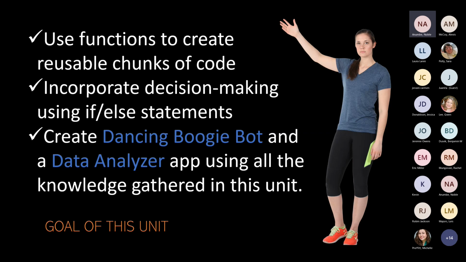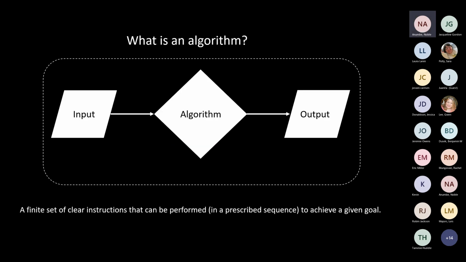Page 48 is where we had the first SwiftUI app, or the first static app. Try to work on that, because we are very quickly going to bump into the dancing boogie board and the data analyzer app, and it's all going to be based on all of the knowledge we already gathered from this unit.